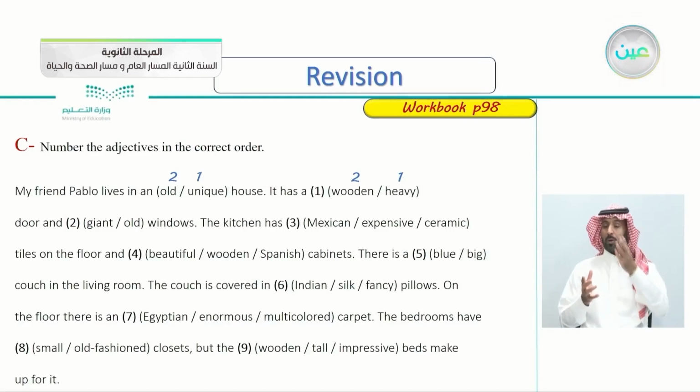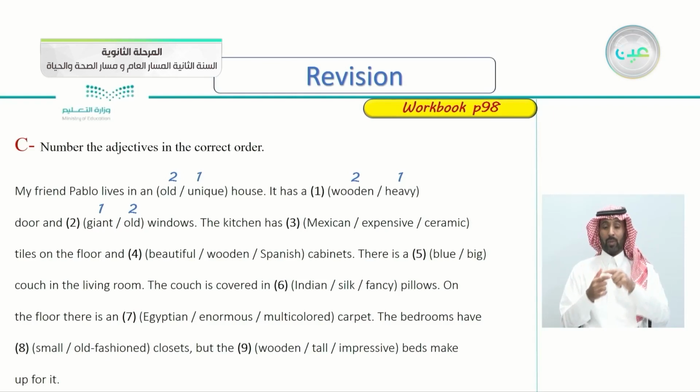Giant, which is a size, old, which is an age, windows. So do we say old giant or giant old windows? Which one is number one and which one is number two? Let's see the answer here. So it stays the same, giant old windows. So we begin with the size, then with the age, windows.